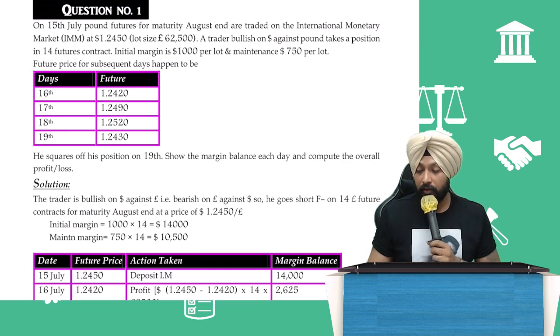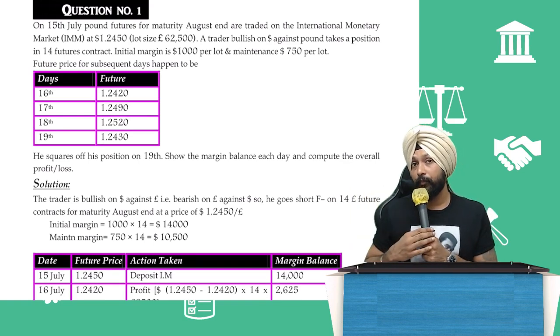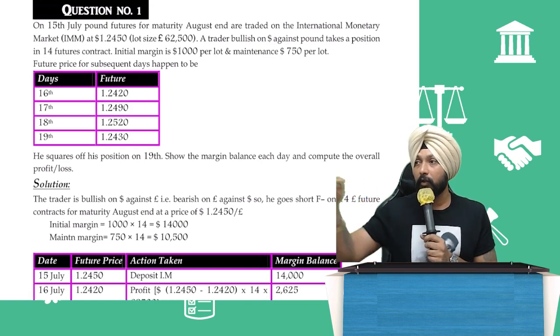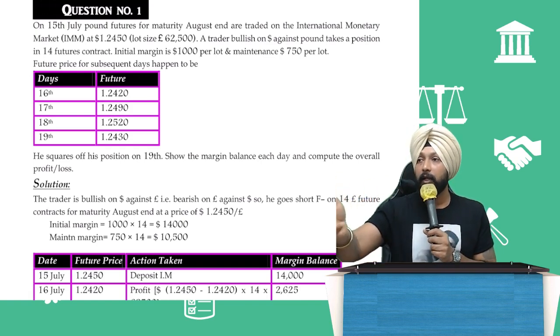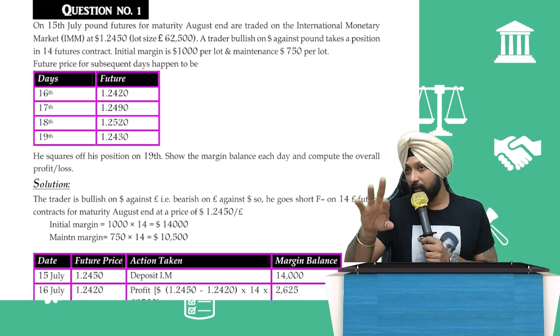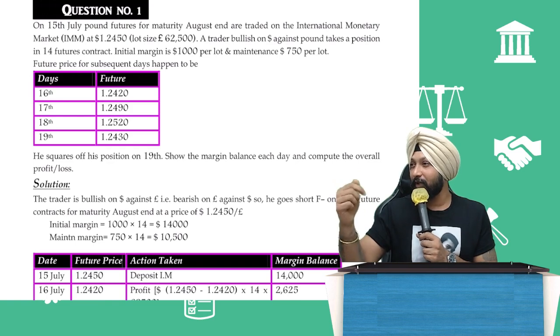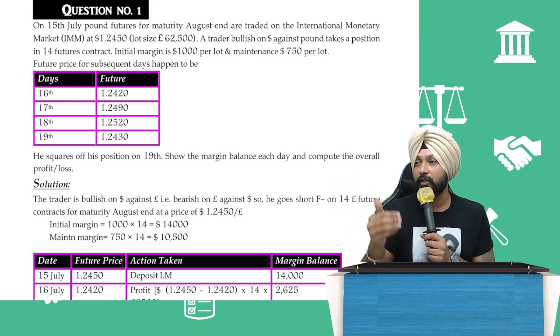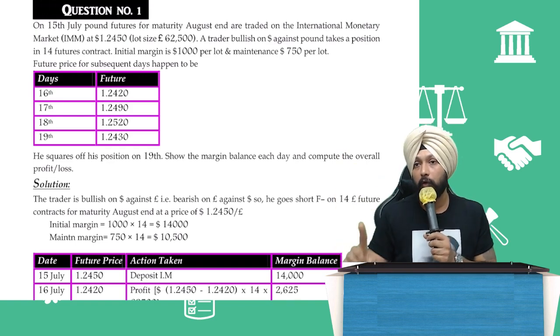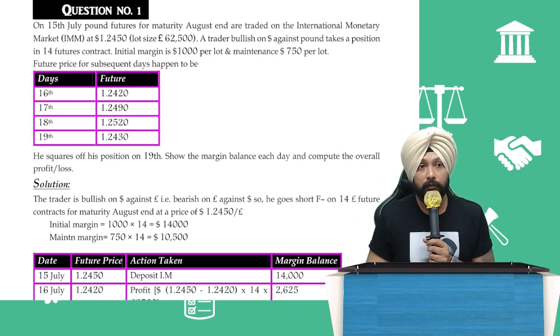Currency futures. Again, currency futures, what I told you, if you are bullish on dollar against rupee, you cannot simply go to a currency exchanger and tell him, hey, give me $10,000. Okay, why do you need it? I think in 1 month it will go up. So I want 10,000. You can't do that. So what you have to do is, you have to go to the futures market and you can go long on dollar.